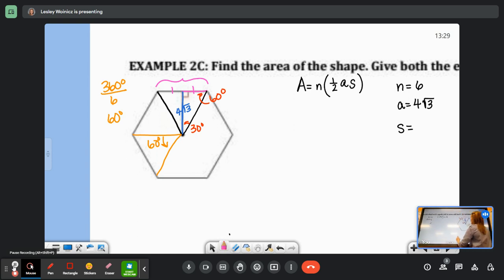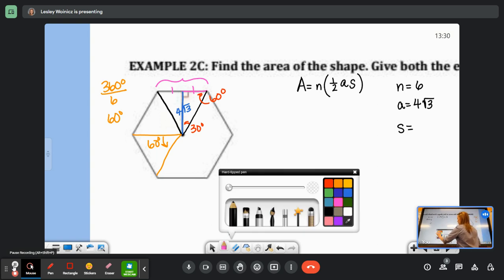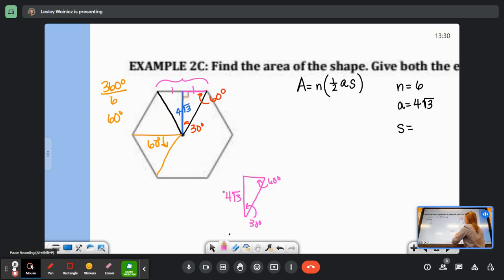So let me redraw this picture. Here I have a side that is 4√3. I have a 30-degree angle and a 60-degree angle. So to go from my long leg to my short leg, I have to divide by √3. That makes my short leg 4. So this little guy is 4, and so is his little twin, his congruent little segment over there. And together they make a side length of 8.